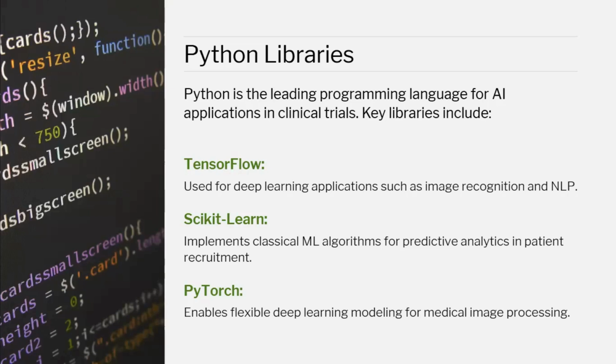There are 2-3 libraries. Libraries are basically sets of code, sets of programs, with the capability of doing a specific task. Python has multiple libraries, but for clinical trials there are, as of now, 3 libraries. First is called TensorFlow. It is used for deep learning applications such as image recognition and NLP, natural language processing.